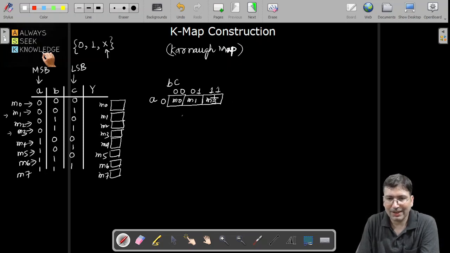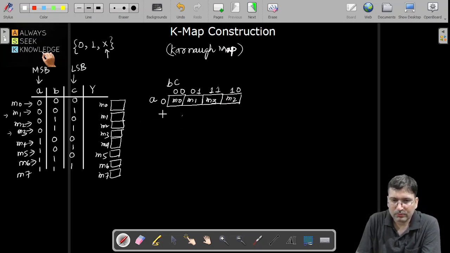Now if you compare M3 and M2, there is only 1 bit difference. So M2 can be the adjacent cell of M3, right? So this is representing M2 and M2 is 0, 1, 0. So B is 1 and C is 0, that means B and C bar it is representing, right?